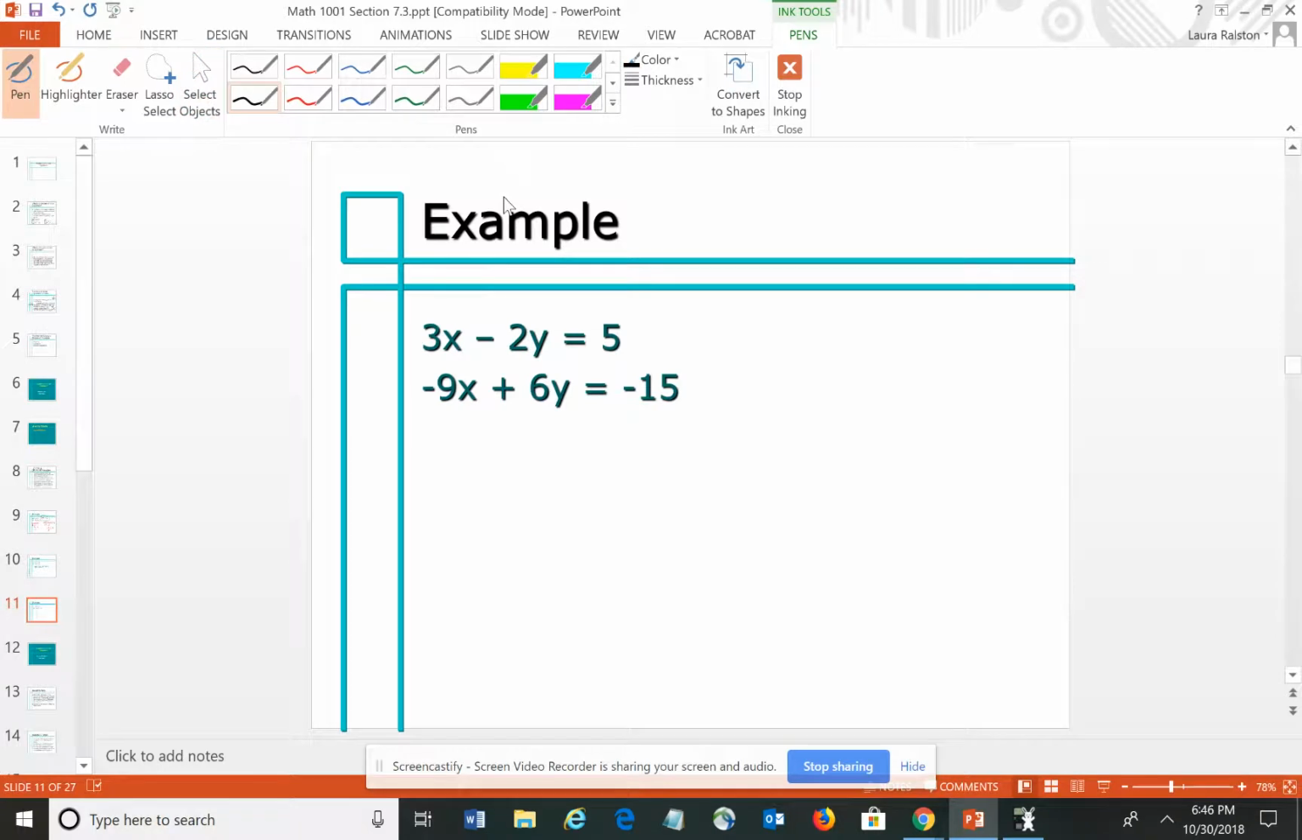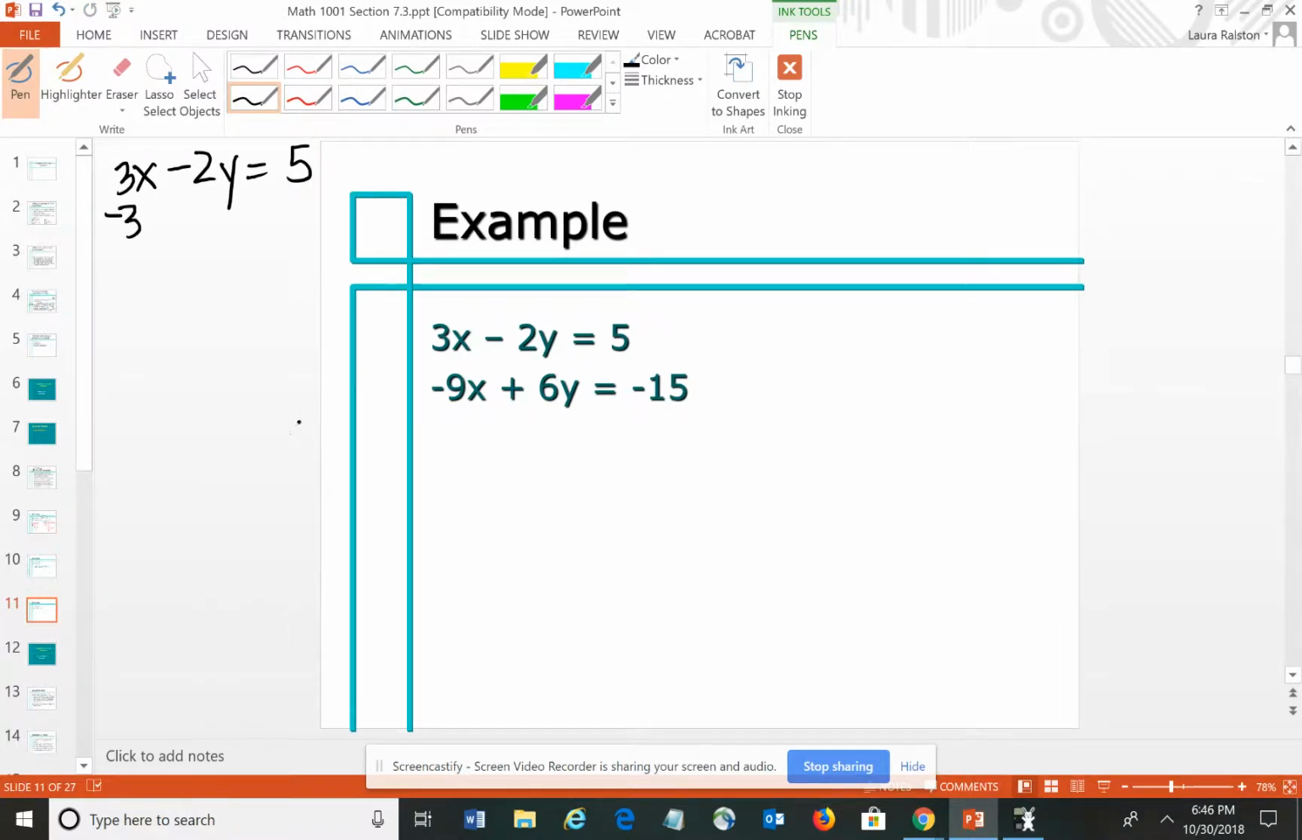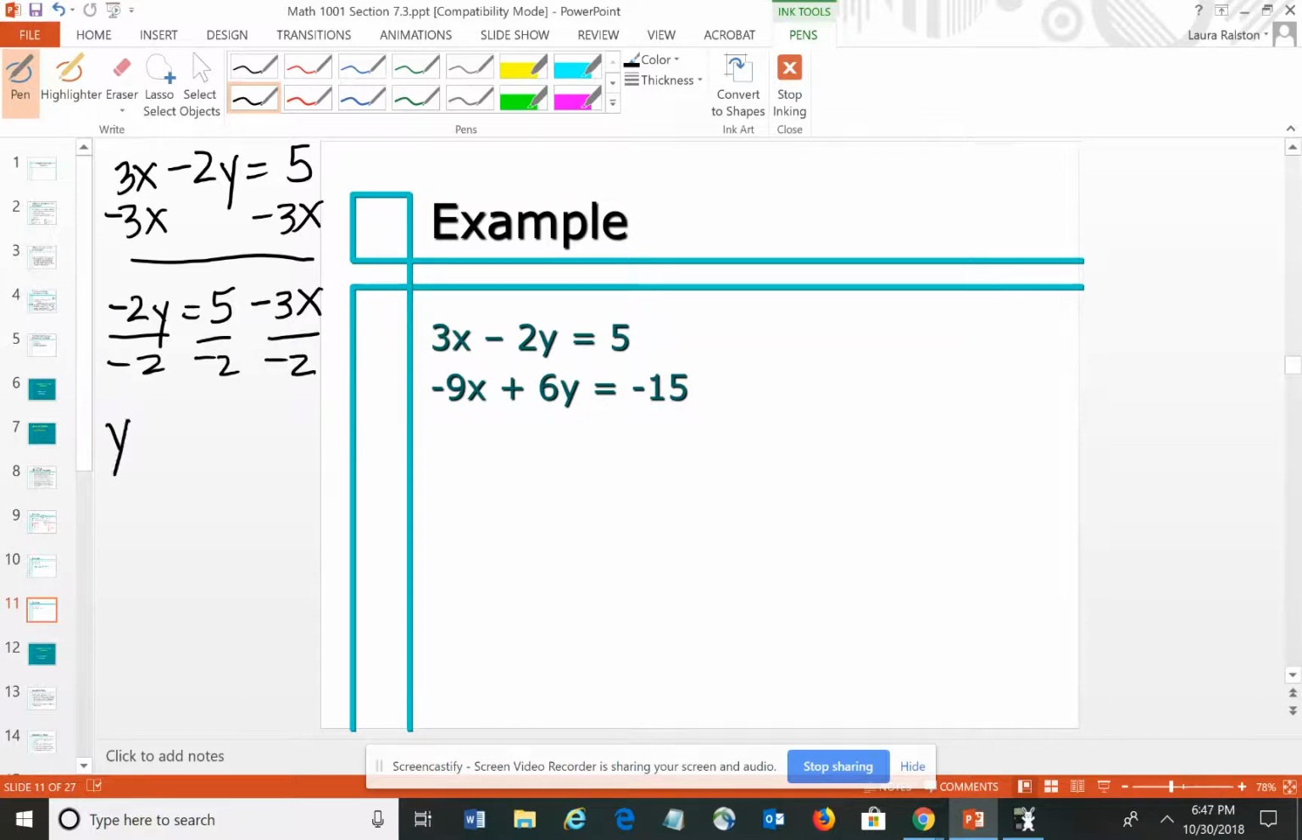Again, we have equations. We need to solve them for y. So I have 3x minus 2y equals 5. I'm going to subtract 3x. So I get -2y equals 5 minus 3x. Divide everything by -2. So I have y equals -5/2 plus, because negative divided by negative is a positive, 3x over 2, or 3/2 x.